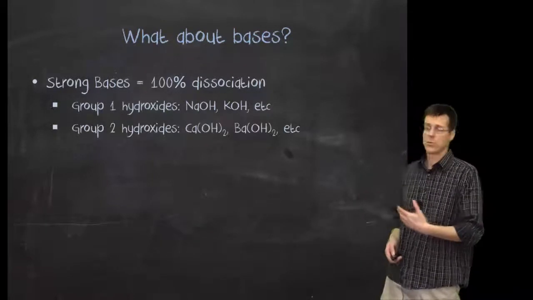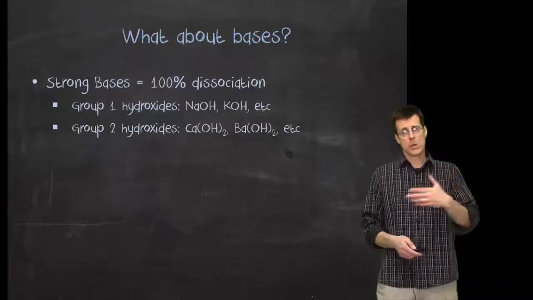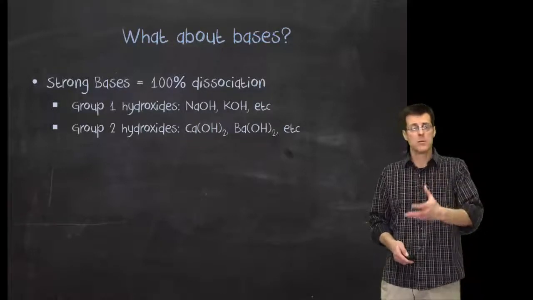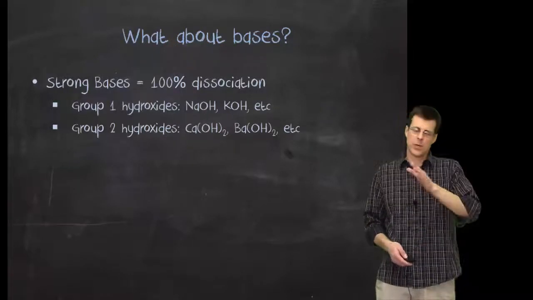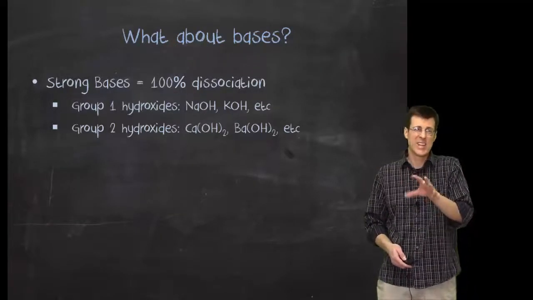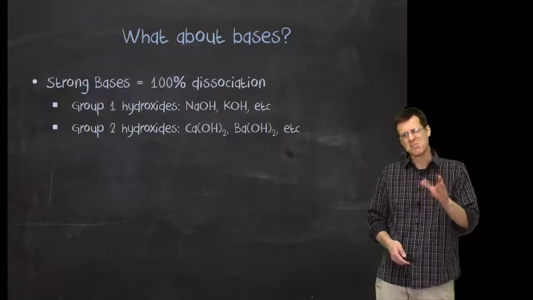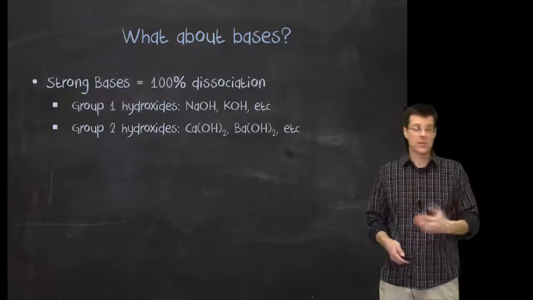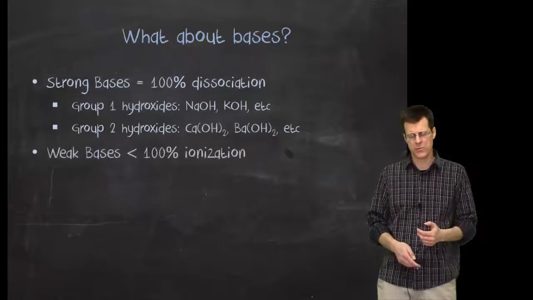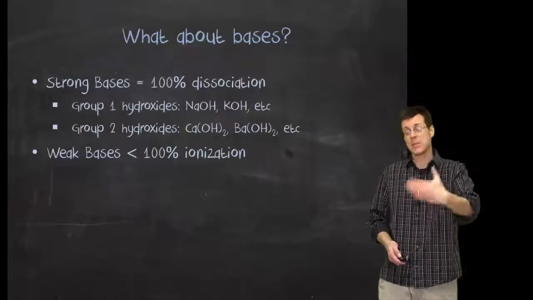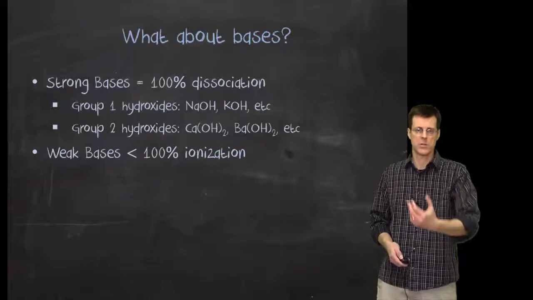Now, here's the thing about group 2 hydroxides, or any hydroxide really. A lot of them are not very soluble. Group 1 hydroxides are pretty soluble. We can count on that. Group 2 hydroxides, not so much. Calcium, a tiny bit. Barium hydroxide actually dissolves pretty well. But a lot of them aren't so good for dissolving. The little bit that does dissolve dissociates 100%.